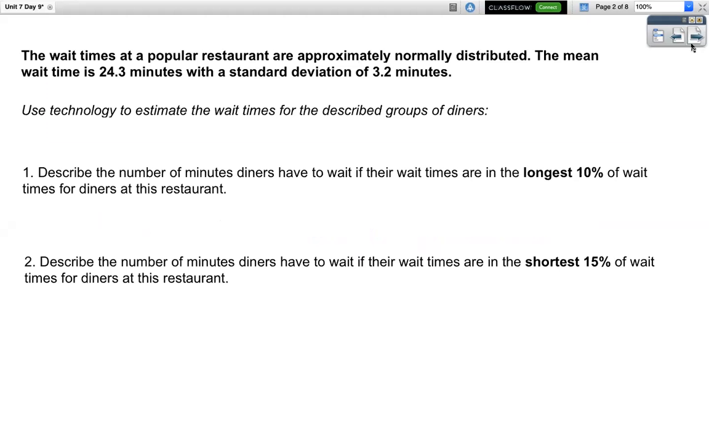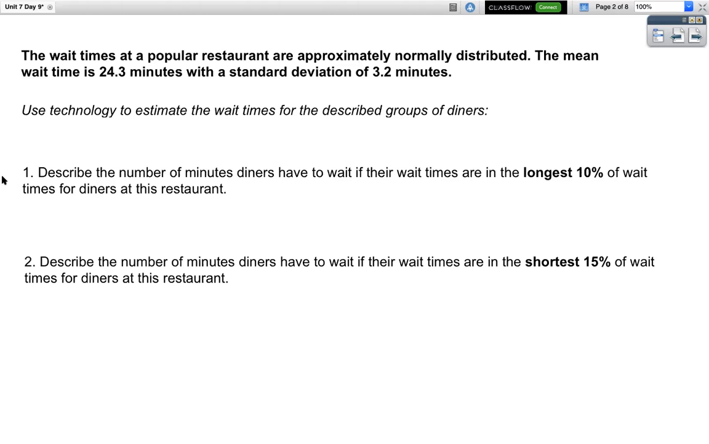Okay, here's our situation for the day. The wait times at a popular restaurant are approximately normally distributed. The mean wait time is 24.3 minutes with a standard deviation of 3.2 minutes. Use technology to estimate the wait times for the described group of diners.